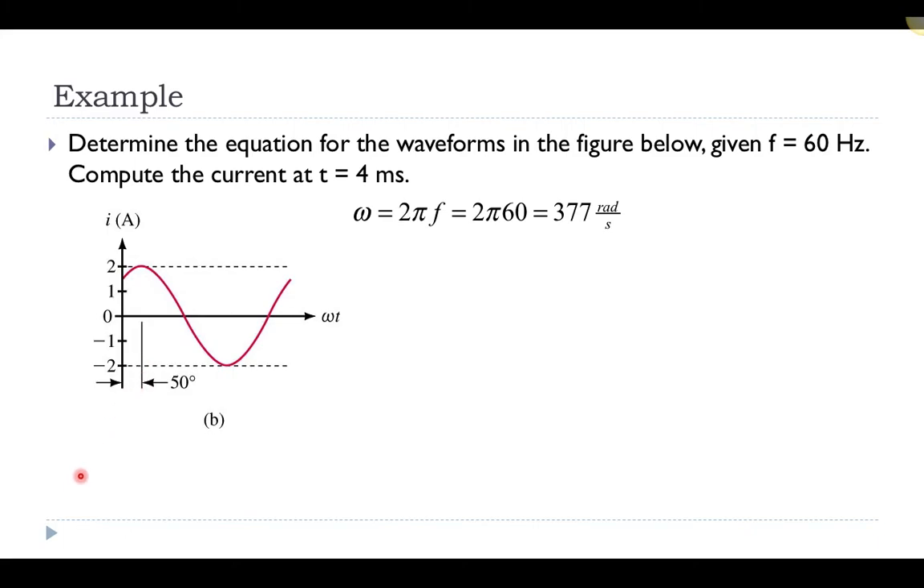All right, so here we have another example of a waveform. It's a current as a function of time. It's asking us exactly the same question. We have the same frequency, and we want to know what the current is at 4 milliseconds. So we have the same angular frequency.